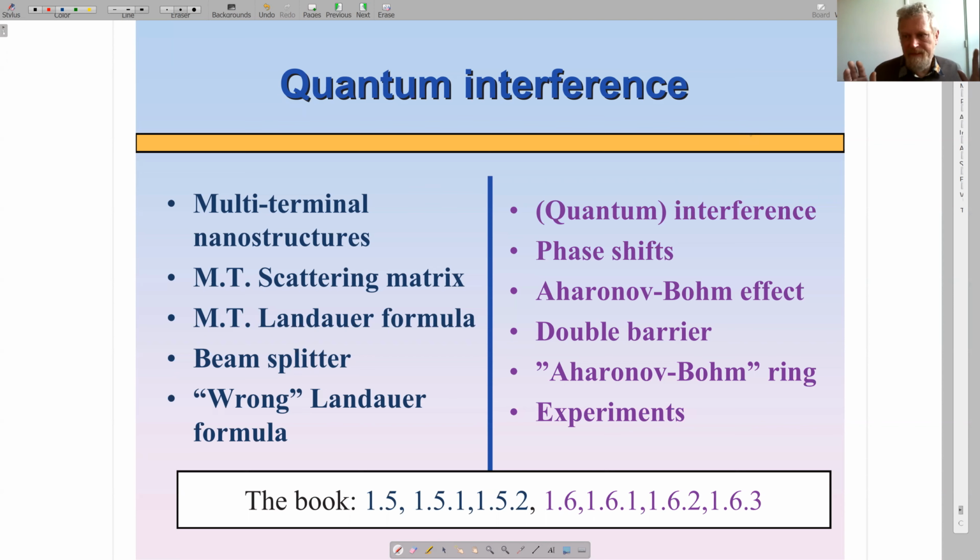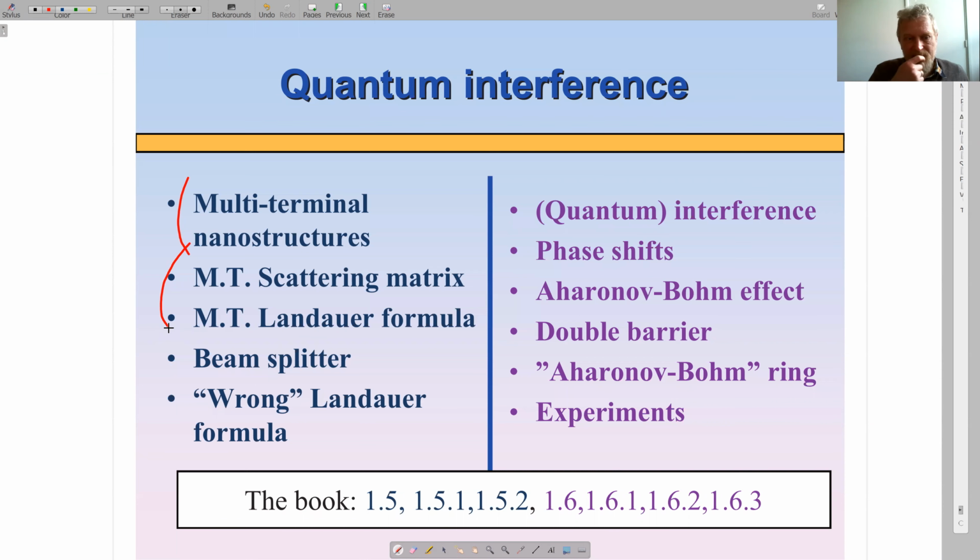Before we talk about interference, we need to do some extra work. You could find it technical, but it's not technical. It just expands our knowledge to more general nanostructures. Namely, we will look at multi-terminal nanostructures, not only two leads coming to this, but more: 3, 5, 6, and so on. And we will figure out how the scattering matrix works in this case, how the Landauer formula works in this case.